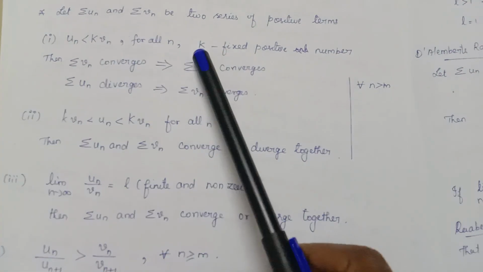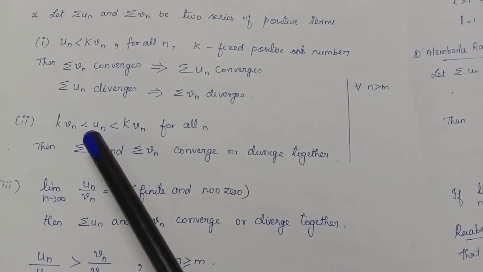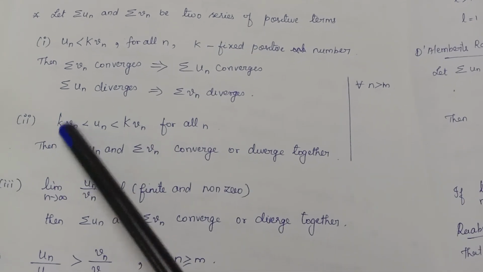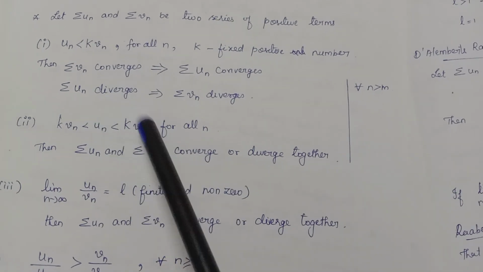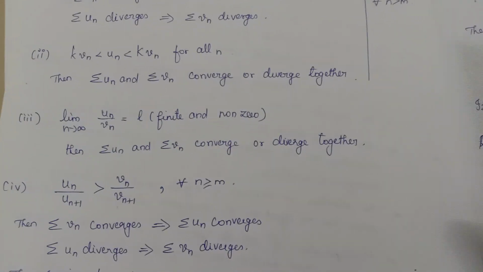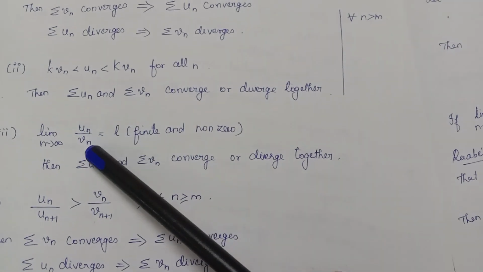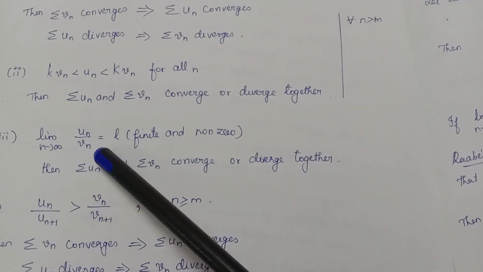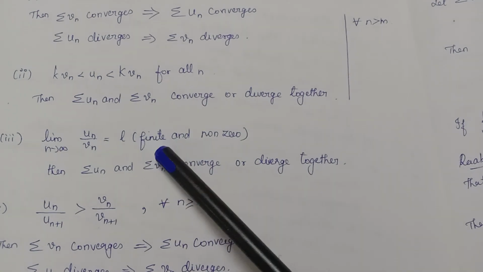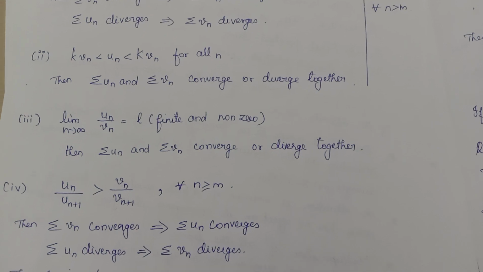As in the previous case, whenever this is convergent, this will be convergent, and whenever this is divergent, this will be divergent. So both converge or diverge together. Another test is, suppose you take un by vn and the limit of this is equal to a finite non-zero number, then also un and vn converge or diverge together.